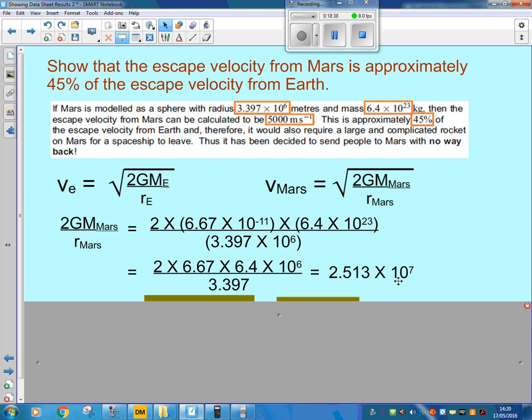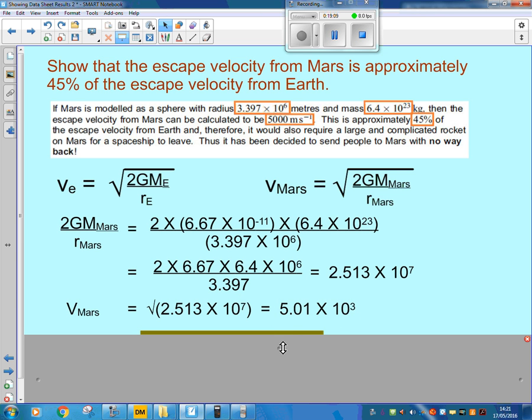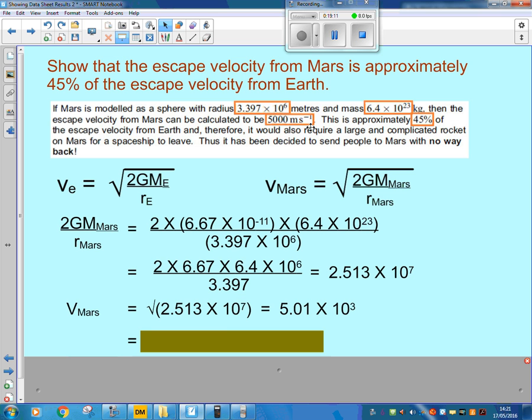Work that out on my calculator. I won't bother pressing the buttons, you can do it yourself. It comes to 2.513 times 10 to the 7, and that is something we need to then square root. That is V Mars squared, that I've just worked out. So the escape velocity for Mars, I need to square root that, and that comes to 5.01 times 10 cubed, or 5,010. And 5,010, that's not very far away from 5,000 meters per second.